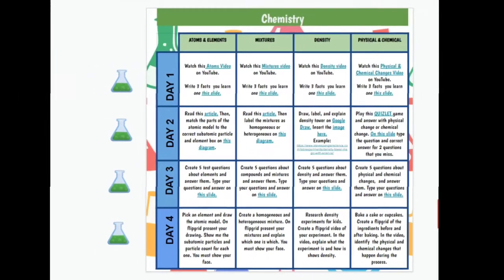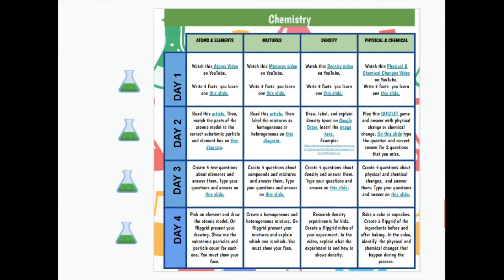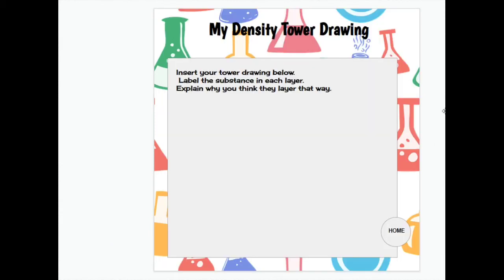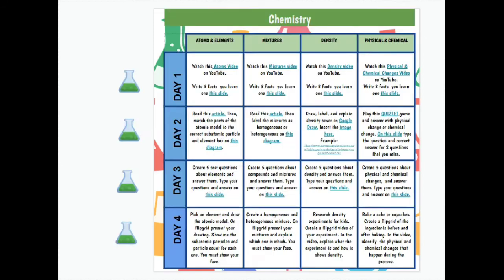For density, they will watch, draw, label, and explain a density tower. So they'll go to Google Draw, and they'll create a density tower, and then they'll insert the image here. So it says insert your tower drawing below, label the substances in each layer, and explain why you think they layered that way. So they'll have to explain their density tower. And then the last one is you could play this Quizlet game.